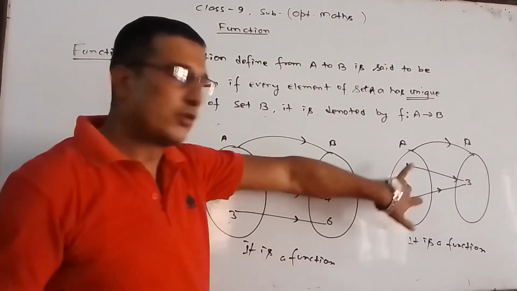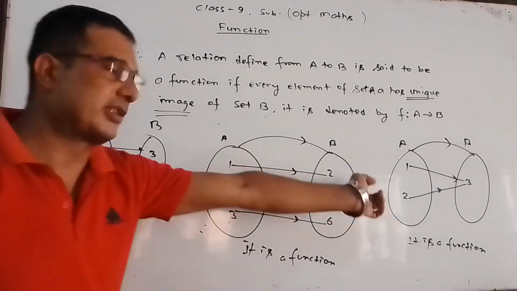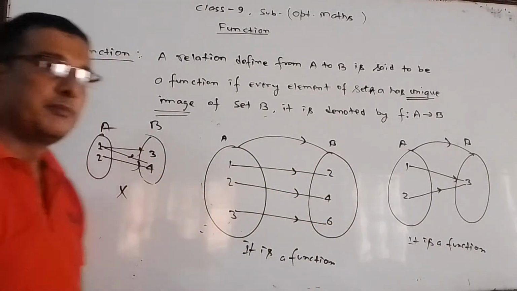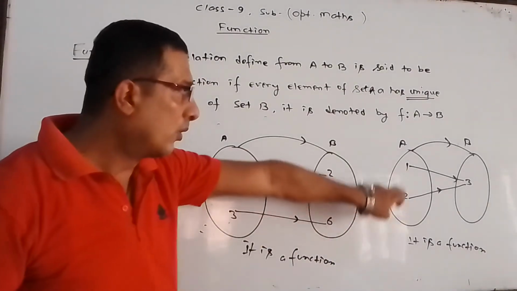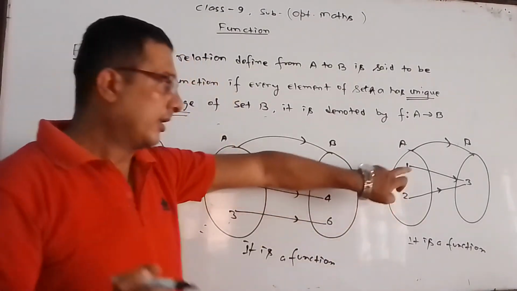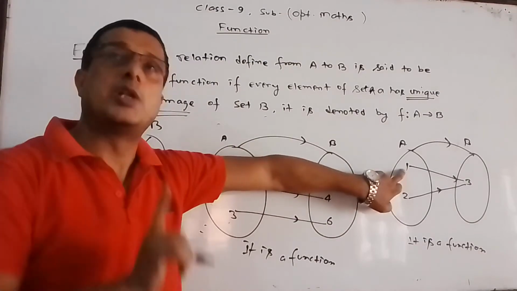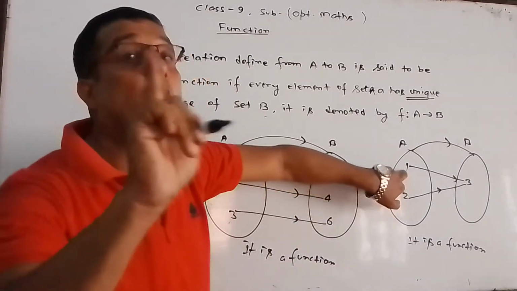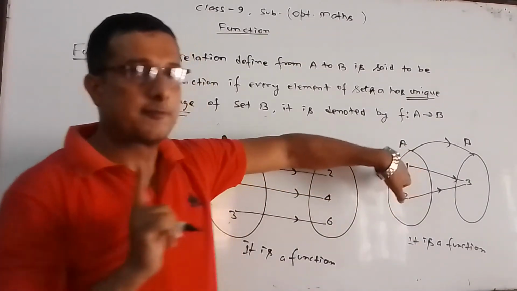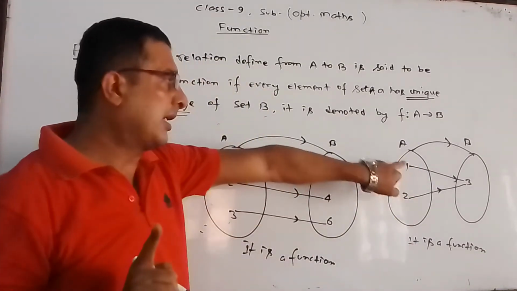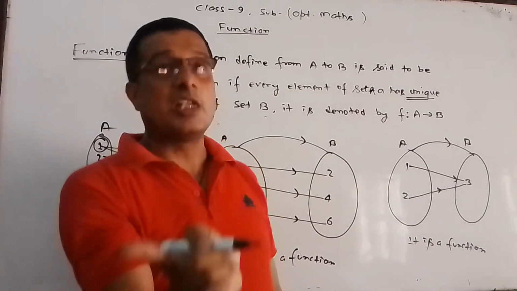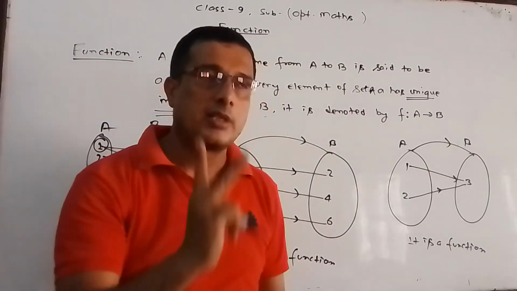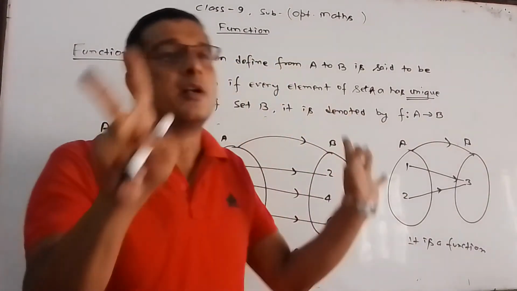Is that clear? So there is a little difference between this and this. It is not a function because one has two images. Here no element has two images. Every element has only one image. Is that clear in your mind? If every element has one image, it means a function. If any element has two images, it is not a function.